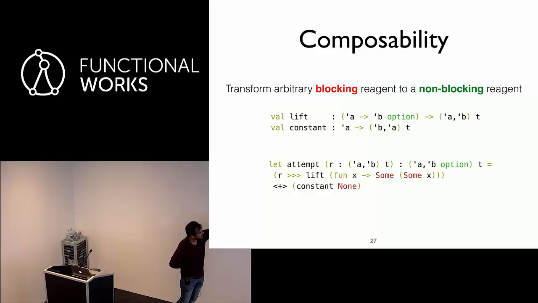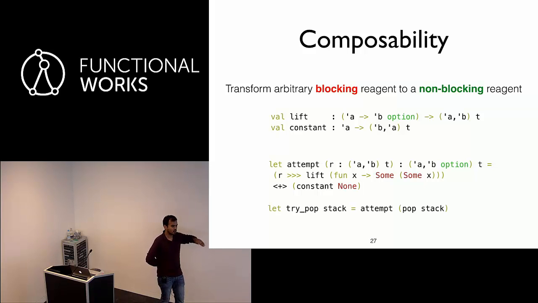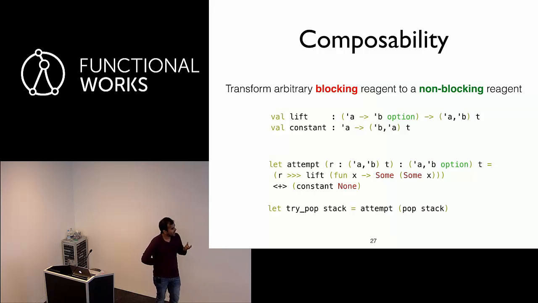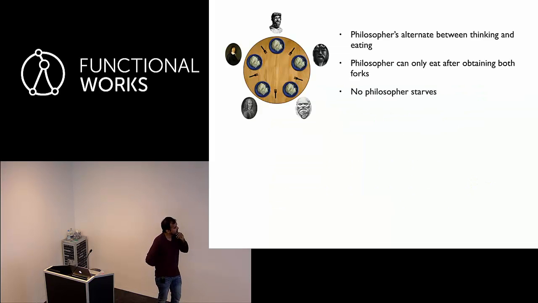If it blocks, it will return constant none. Hence, the whole protocol is non-blocking. So using this, you can play cool games where I can take the blocking pop implementation and build a try-pop implementation by just attempting the pop. So it gives you this very nice abstraction where you can play around with these notions of blocking and retry in a declarative fashion.